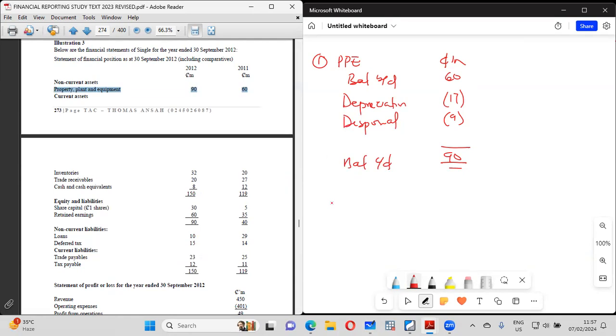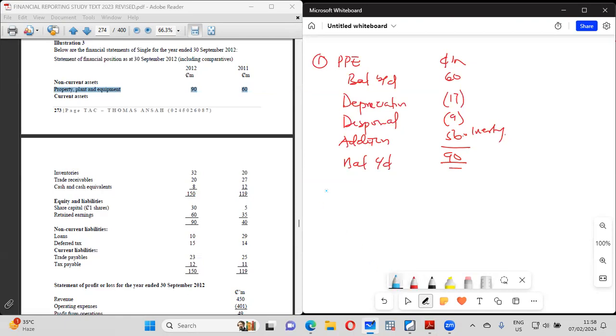If I deduct it from the 90 that I have here, you realize that there has to be an addition of what? An addition of 56. That is what I have here. And this, don't forget, is an investing activity because you have acquired.